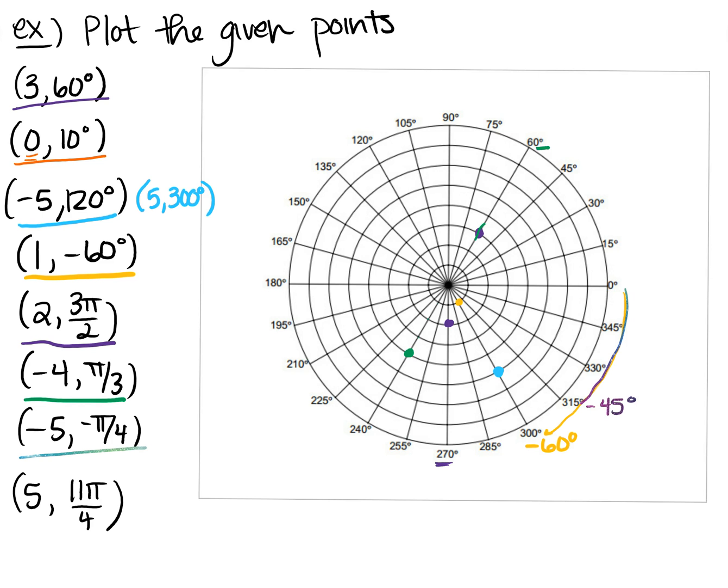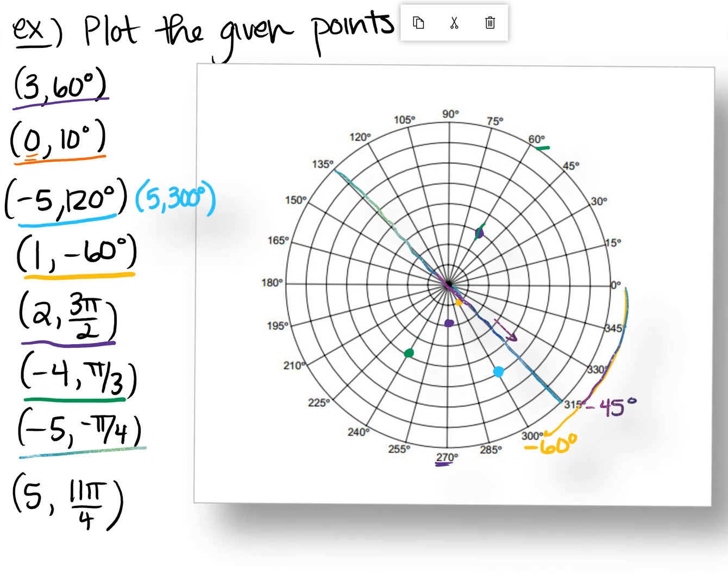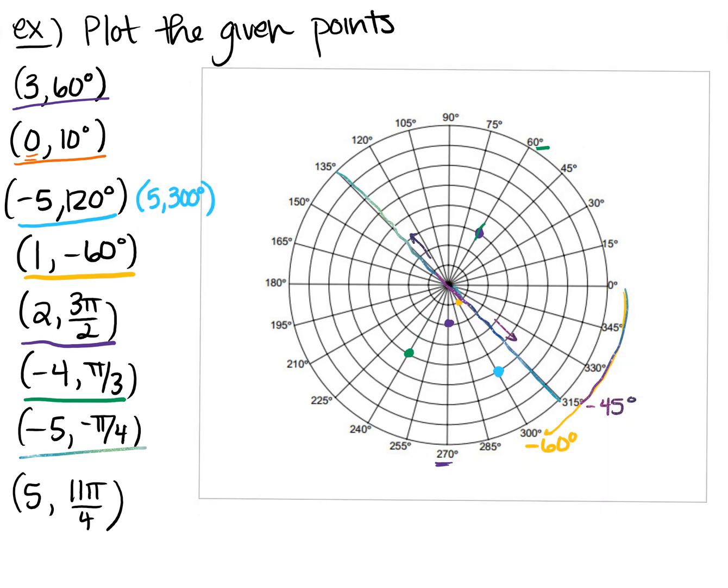And now, okay, let's think about this. The negative 45 degrees is going to be this line right here, right? But I want a negative 5. So I don't want to go in this direction of that negative 45. I want to go in this direction. So I'll go 1, 2, 3, 4, 5. So there's my negative 5, negative pi over 4.